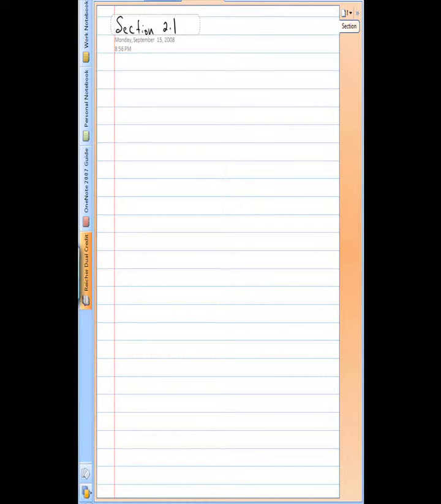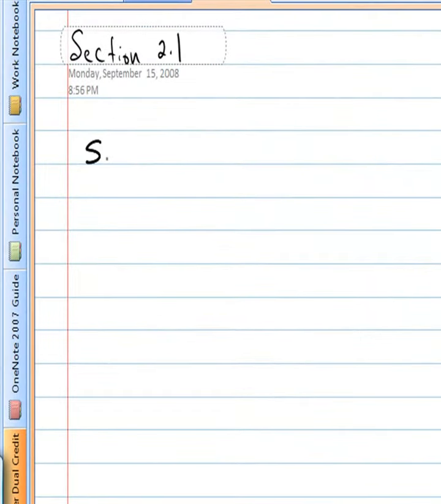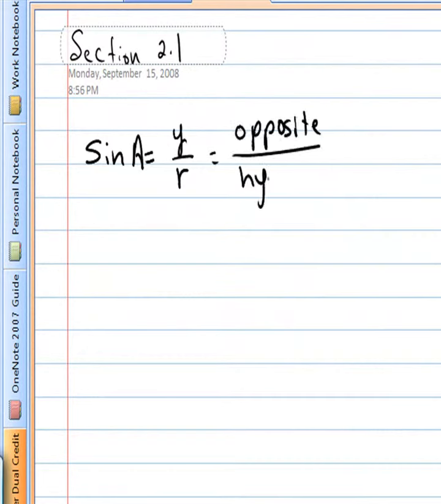Alright, we are starting chapter 2, and we're going to start with section 2.1, which has to do with trig functions of acute angles. This ought to be pretty familiar to you because you've done right triangle geometry, and it's just reminding us that sine A is equal to y over r, or opposite over hypotenuse. You've had that before.